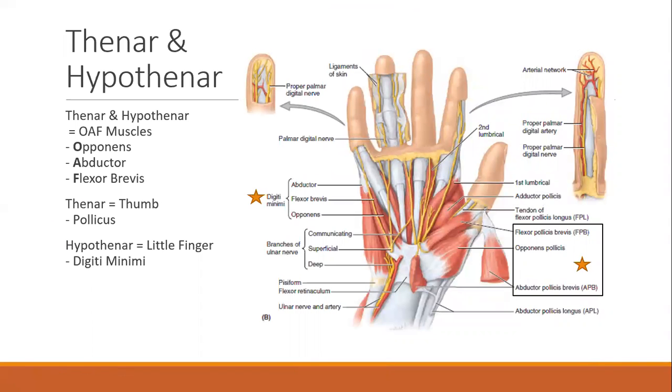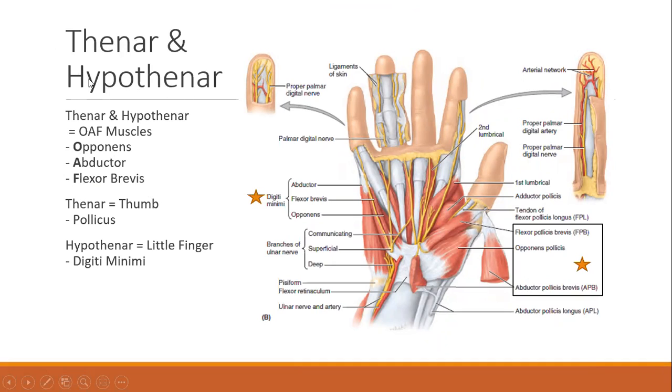So your thenar and your hypothenar eminence. Each of these areas has a grouping of 3 muscles. When I learned them, I learned them as the OAF muscles, OAF. So opponens, abductor, and flexor brevis. So your thenar eminence is for your thumb.